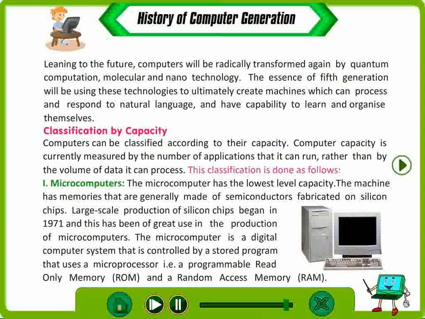Microcomputers. The microcomputer has the lowest level capacity. The machine has memories that are generally made of semiconductors fabricated on silicon chips. Large-scale production of silicon chips began in 1971, and this has been of great use in the production of microcomputers. The microcomputer is a digital computer system that is controlled by a stored program that uses a microprocessor, that is, a programmable read-only memory, ROM, and a random access memory, RAM.